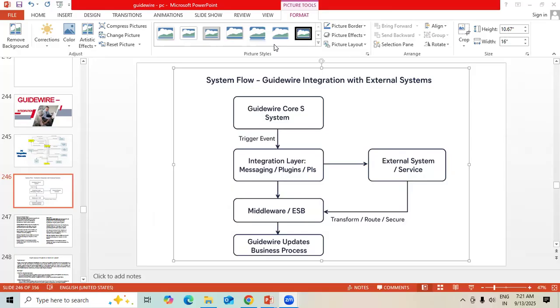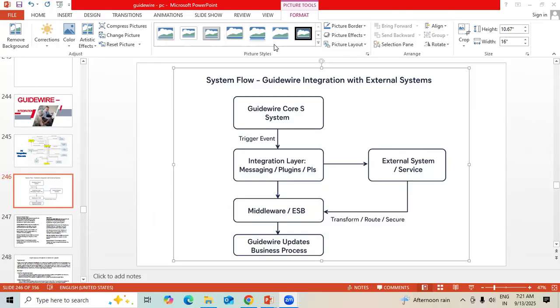Wherein we transform and route the data, and handle the security of data. A connectivity we need to establish, and we are using an enterprise service bus, etc. So, in this regard, first of all, we must know what Guidewire integration is and how we generally use it.